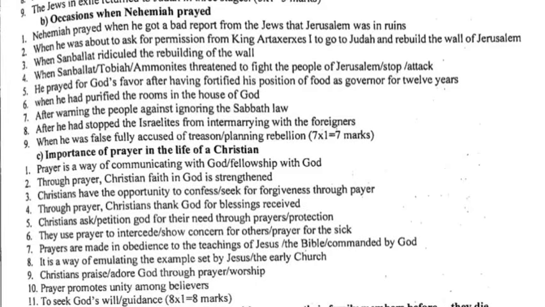4b. Occasions when Nehemiah prayed. Nehemiah prayed when he got a bad report from the Jews that Jerusalem was in ruins. When he was about to ask for permission from King Artaxerxes I to go to Judah and rebuild the wall of Jerusalem. When Sanballat ridiculed the rebuilding of the wall. When Sanballat, Tobiah, Ammonites threatened to fight the people of Jerusalem. He prayed for God's favor after having fortified his position of food as governor for 12 years.